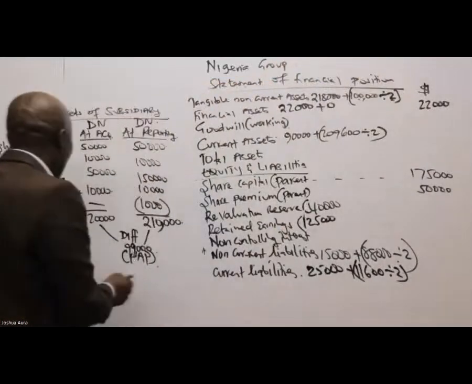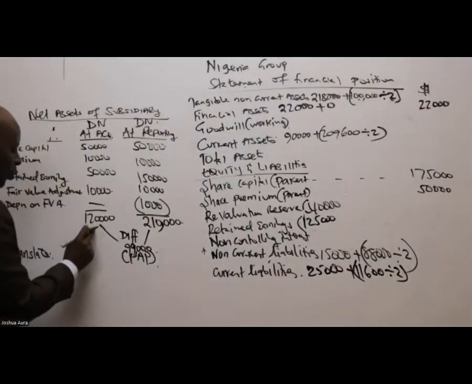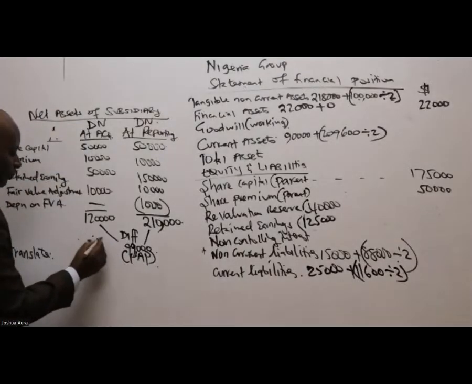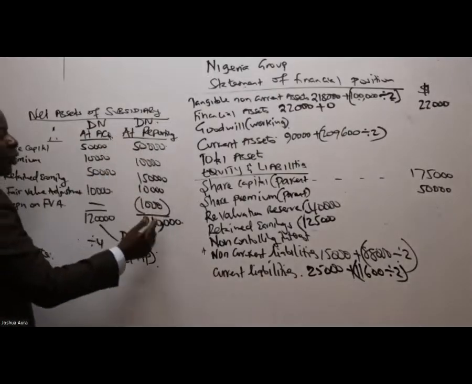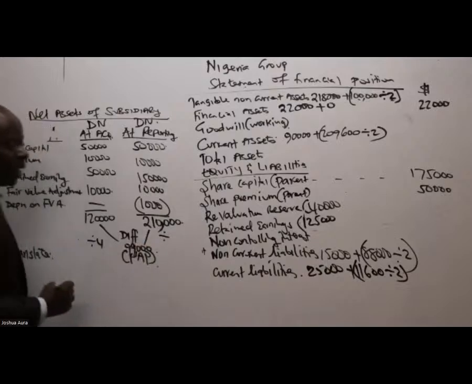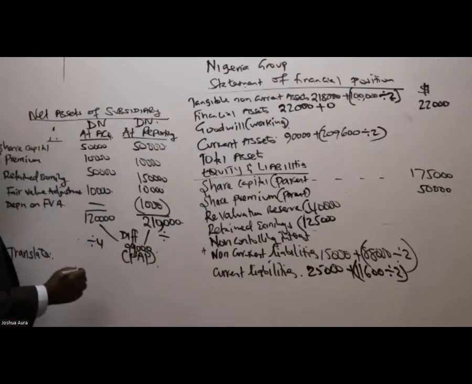So this one, I'll divide by 4. This one, I'll also divide by 4. And then we have net assets at reporting. For this one, use the closing rate.